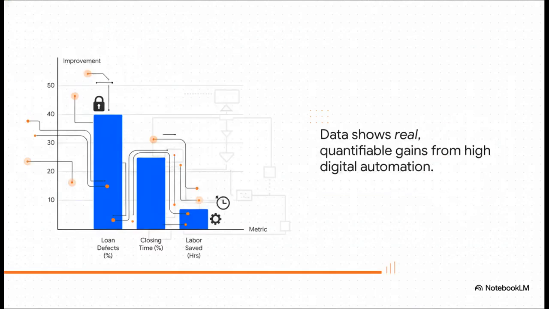And look, this isn't just theory. The data here is undeniable. Lenders with high automation see a 40% reduction in loan defects. Rocket Mortgage used this kind of tech to cut their closing times by 25%. And the data shows you can save over 7 hours of manual work on every single file. These are real, quantifiable gains you can put right back into your business.